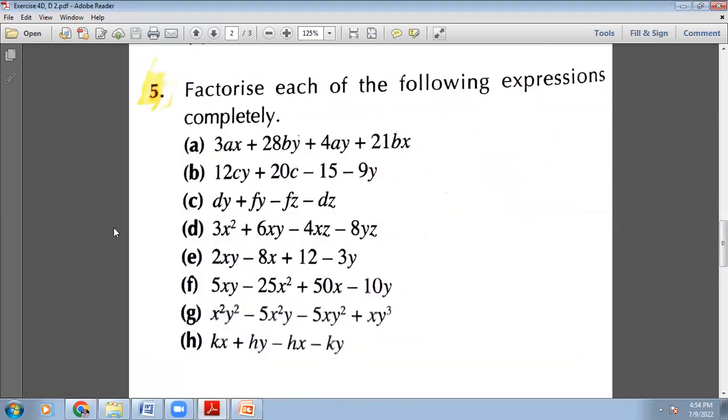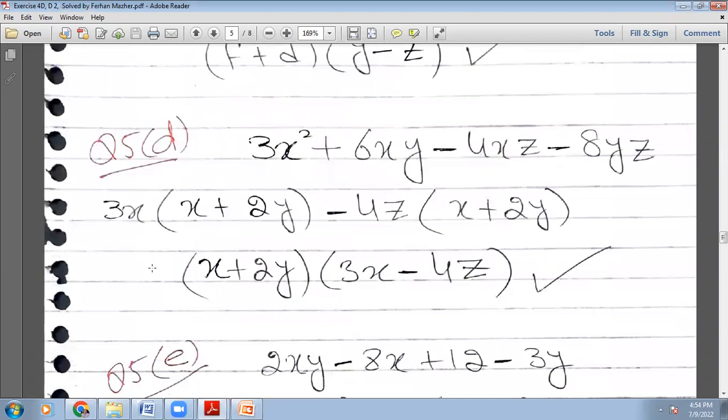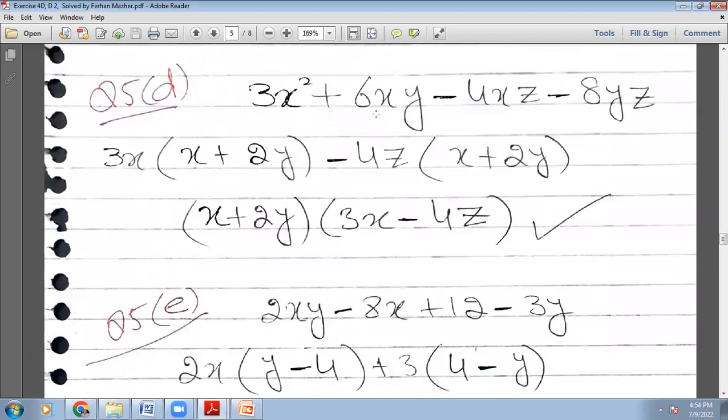Question number 5D part: 3x squared plus 6xy minus 4xz minus 8yz. From the first two terms, 3x is common, so inside the bracket you are left with x plus 2y. From the last two terms, minus 4z is common, so in the bracket you are left with x plus 2y. From these two terms, the bracket x plus 2y is common. From here you are left with 3x, and from here you are left with minus 4z, and that will come in the other bracket. And this is how you will factorize it.